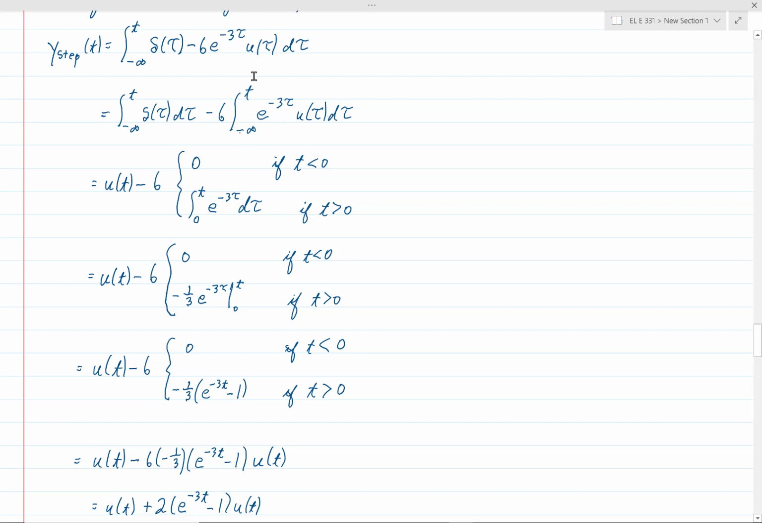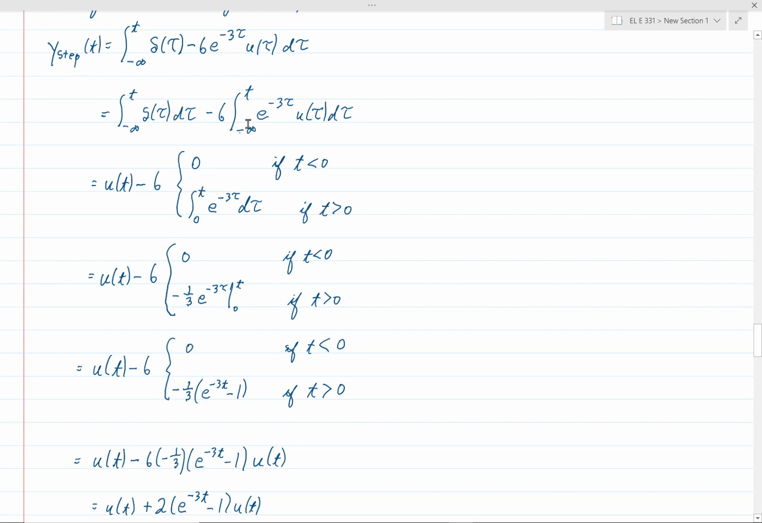So if tau is always negative, then u of tau is always 0, and therefore the integral just completely vanishes. It's just 0. So if t is a negative number, then the whole range of integration is over negative values of tau, where this u function is always equal to 0, so we get no contribution from the integral at all. So that's why I write down here 0 if t is less than 0.